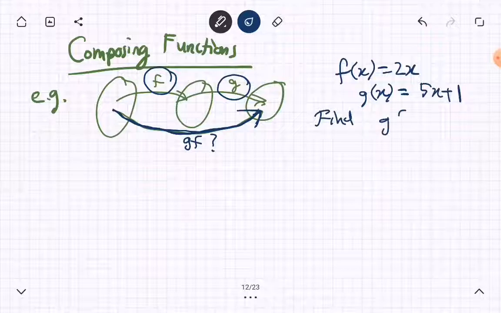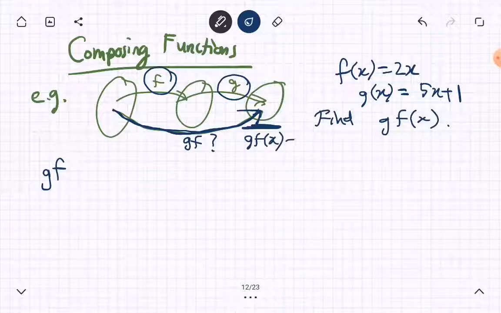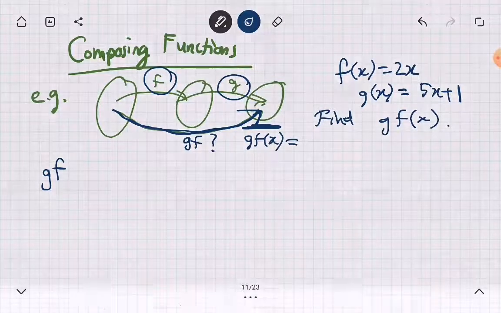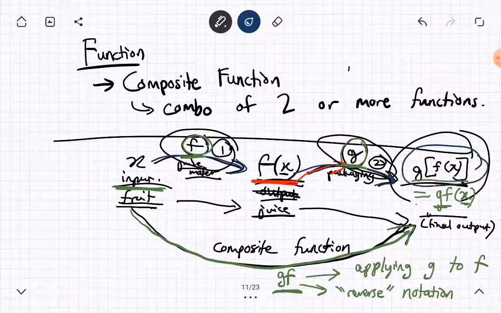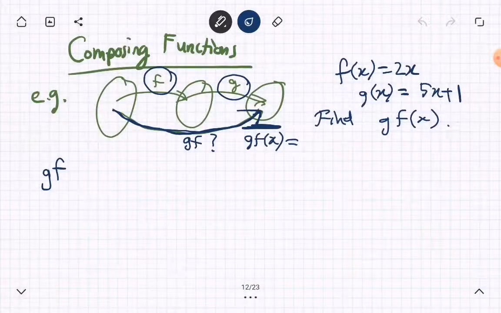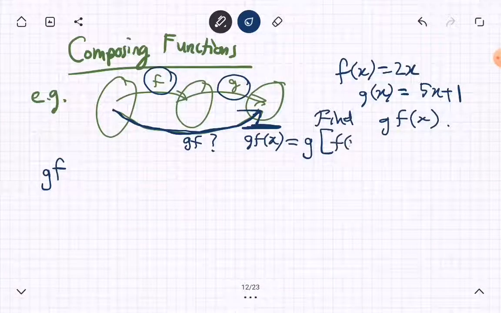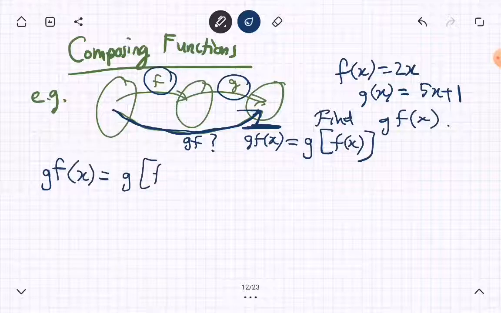So I want to know g of f of x. Alright, so we know that the output here is called gf of x, but this is also equal to, if we look at the last page, g with f of x as the input, right? So let's just write that down here, g with f of x as the input.